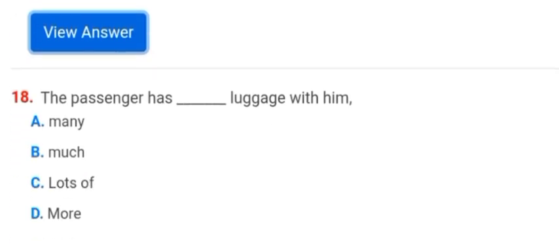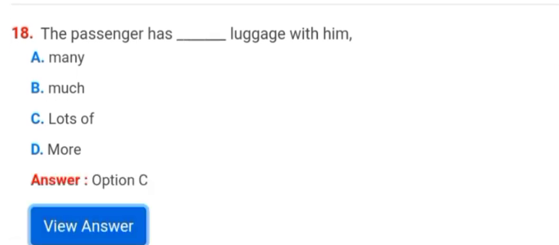Question number 18. The passenger has dash luggage with him. A: many, B: much, C: lots of, D: more. Correct answer: C, lots of. The passenger has lots of luggage with him.